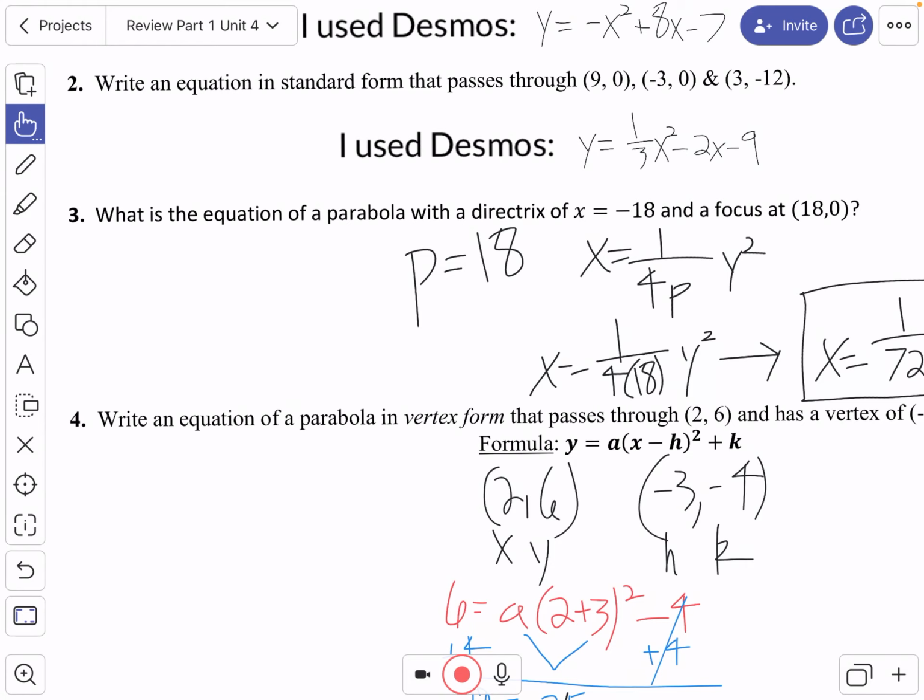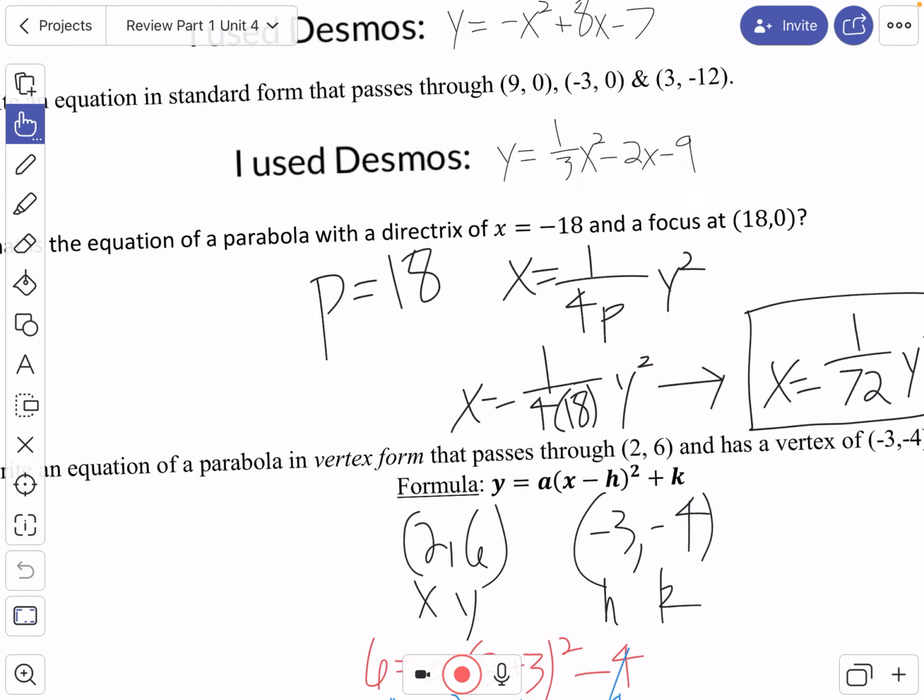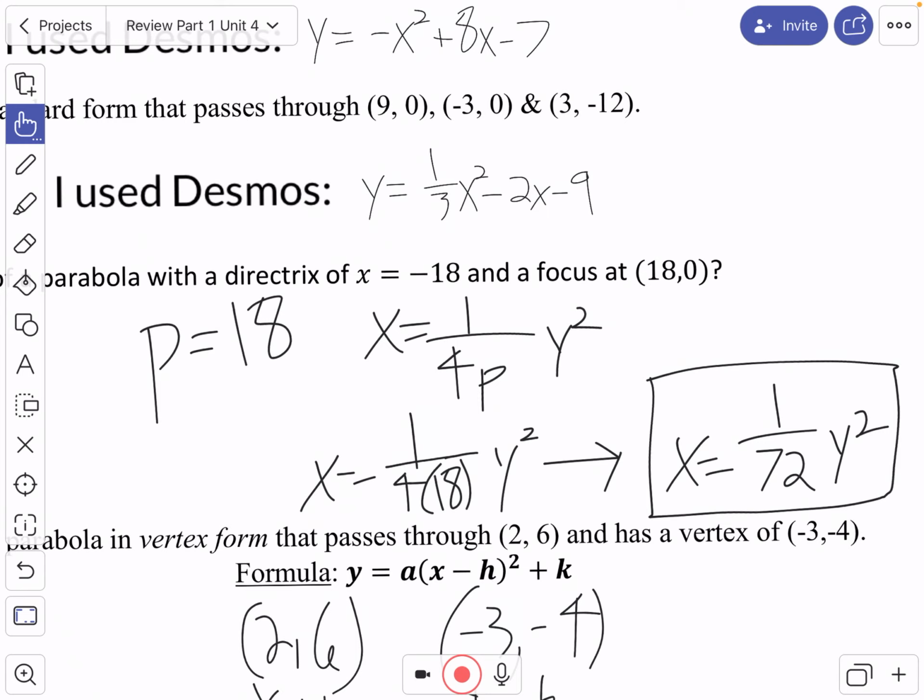Now for number 3, it says, what's the equation of the parabola with a directrix of x equals -18 and a focus at 18, 0? Well, you got to remember that you need to find this p-value. The p-value is going to be in the focus. So if the focus is at 18, 0, then p is 18. If all you're given is the directrix, well, p is the opposite sign of the directrix. So x equals -18, the opposite sign of that would be positive 18. So again, p is 18.